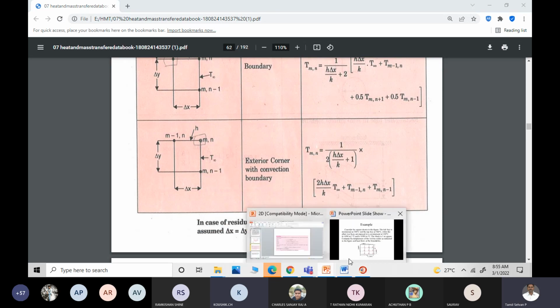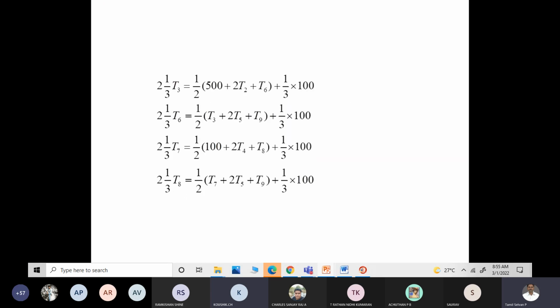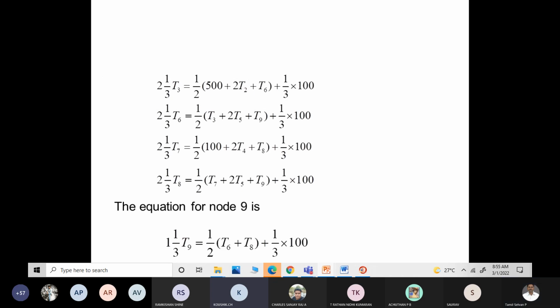So you can write these equations, and after writing them you can feed them to software, because there will be so many variables. That's why the equations are different for 1, 2, 4, 5, different for 3, 6, 7, 8, and different for 9. Is it fine, students?